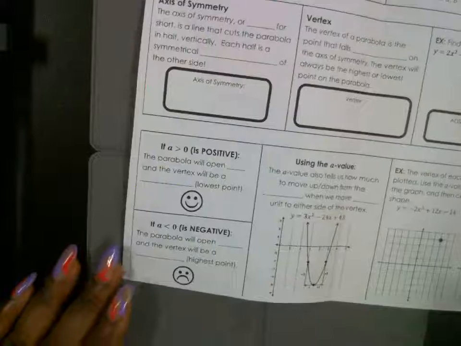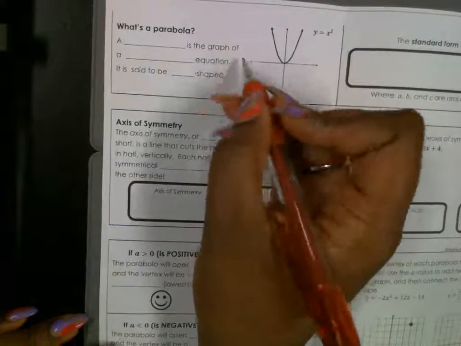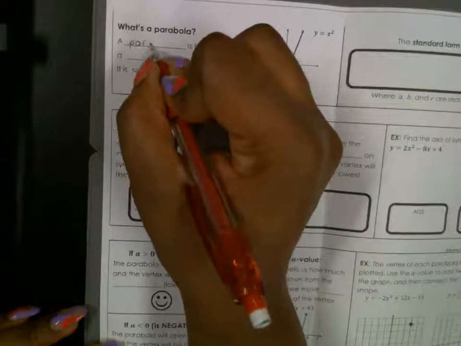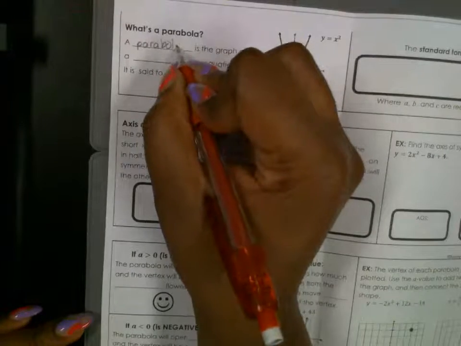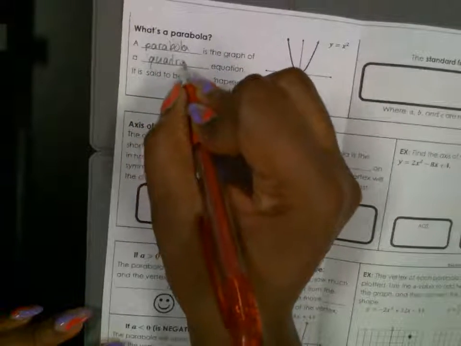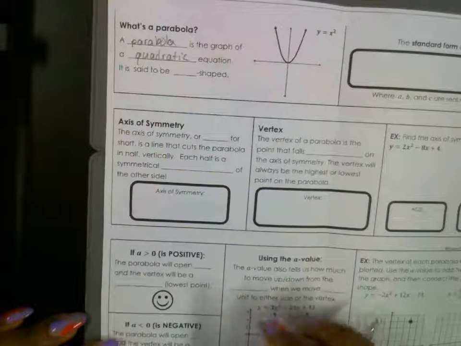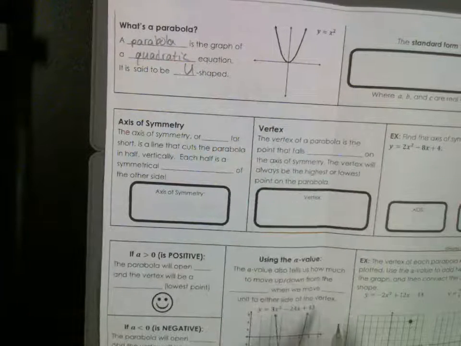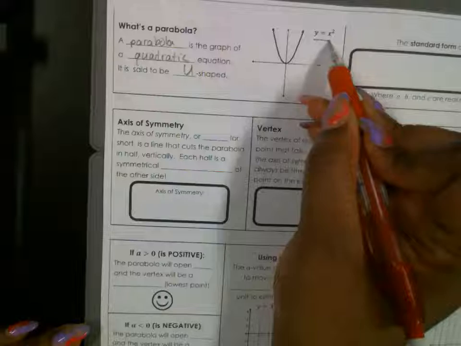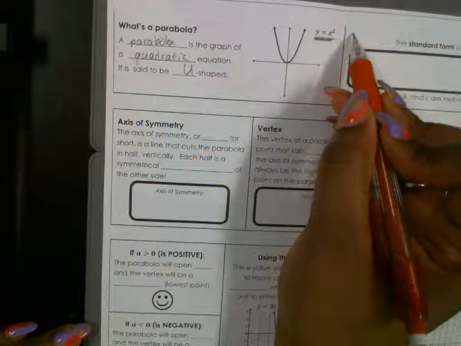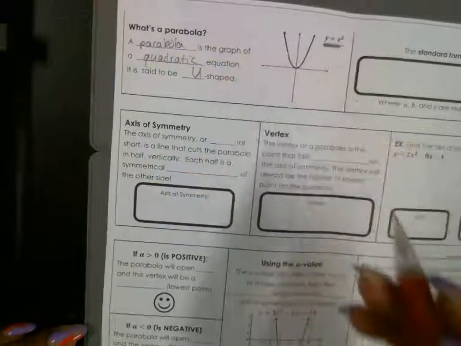All right. A parabola is a graph of a quadratic function. Sorry, I said it backwards. It is said to have what kind of shaped line? U-shaped. A U-shaped line. And this is a very basic quadratic function or parabola because it doesn't have a b or a c. It has an a, but it doesn't have a b or a c. You have to have the x squared term in order for it to be a parabola.